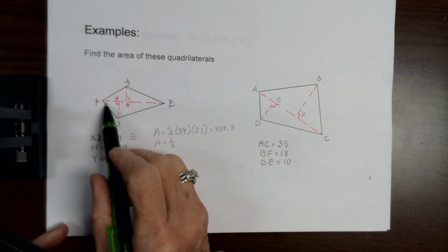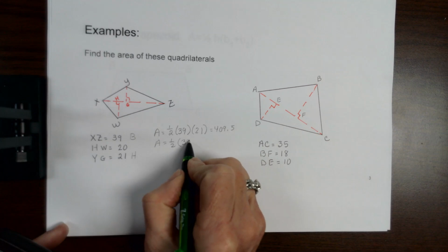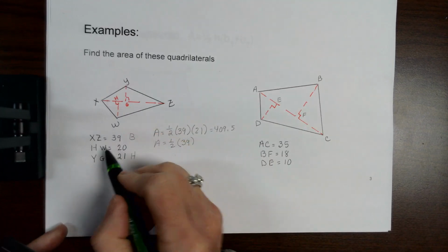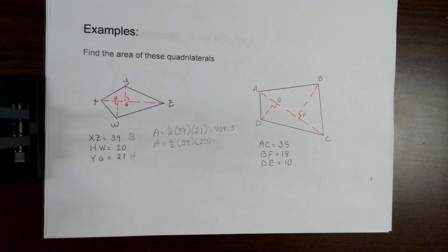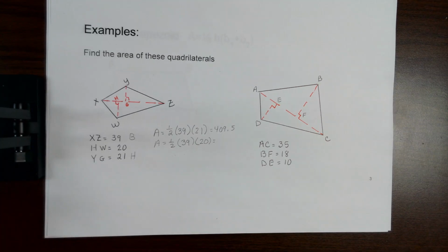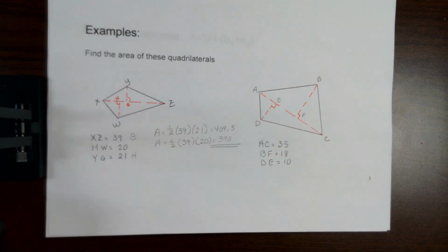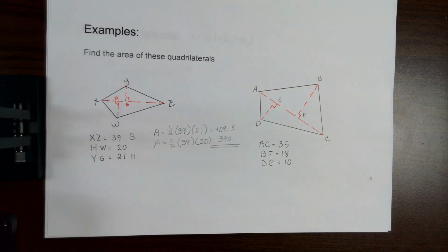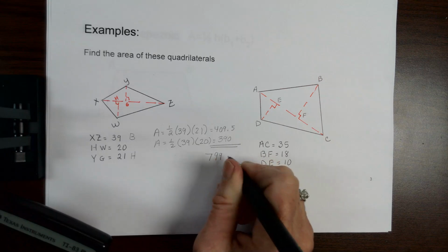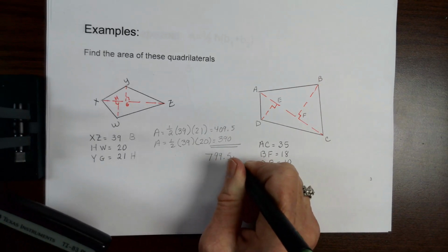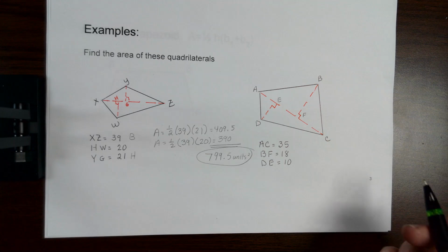But then I also have the area of the lower triangle. Now notice the base is the same. It's like the triangle's upside down. The base is still 39. The height here is HW, so it's 20. So when I do that, I get 0.5 times 39 times 20, and I'm going to get 390. So I'm going to have to add these two together to get my total area. So I get 799.5, and I would just call it units squared because they don't tell you centimeters, meters, whatever.